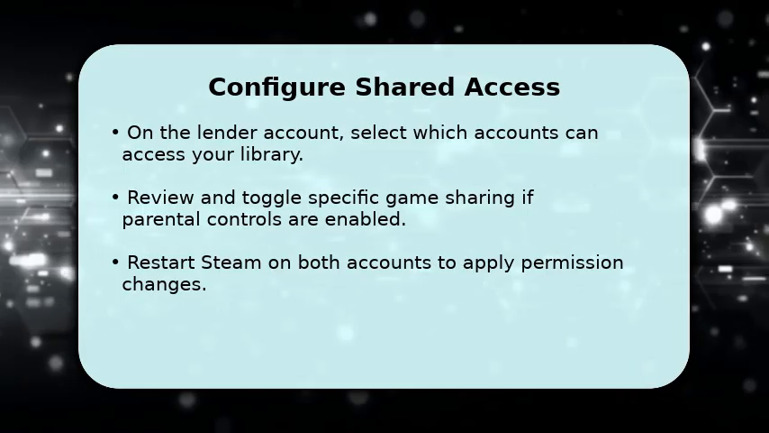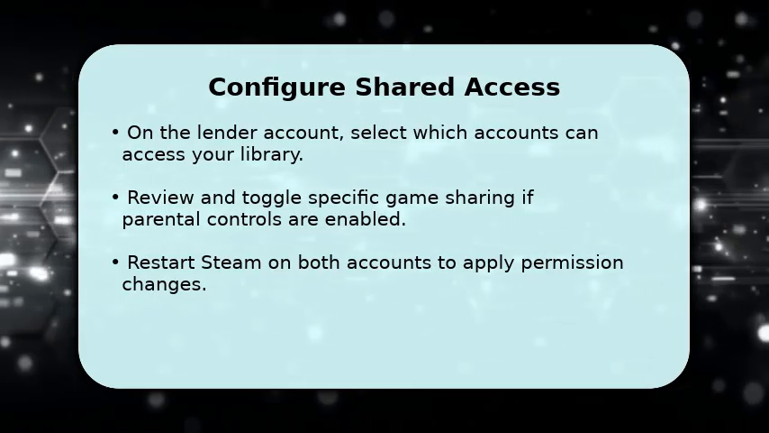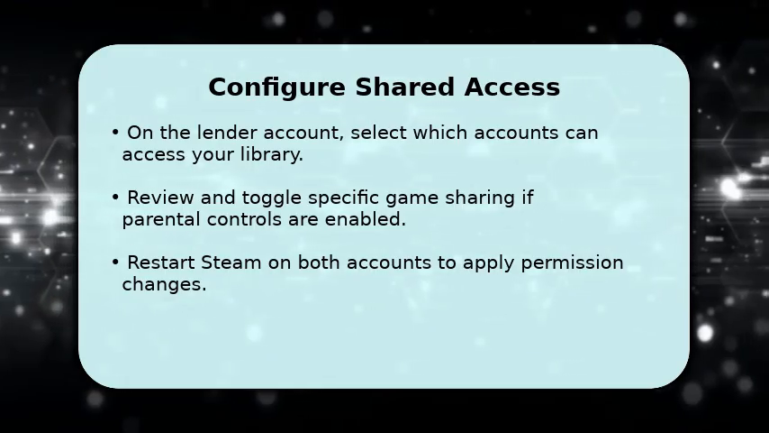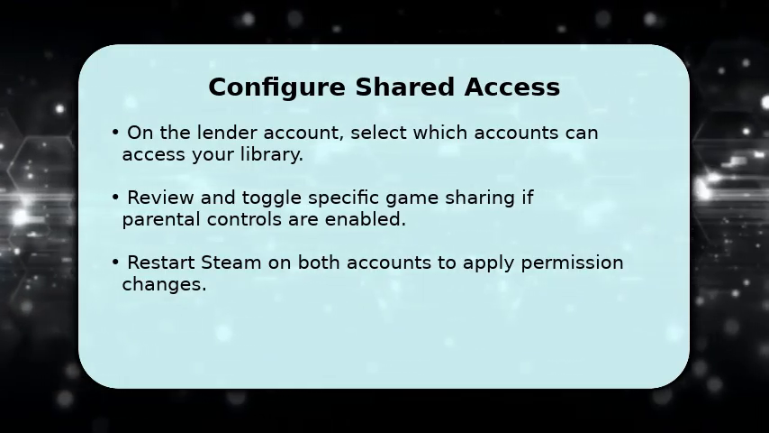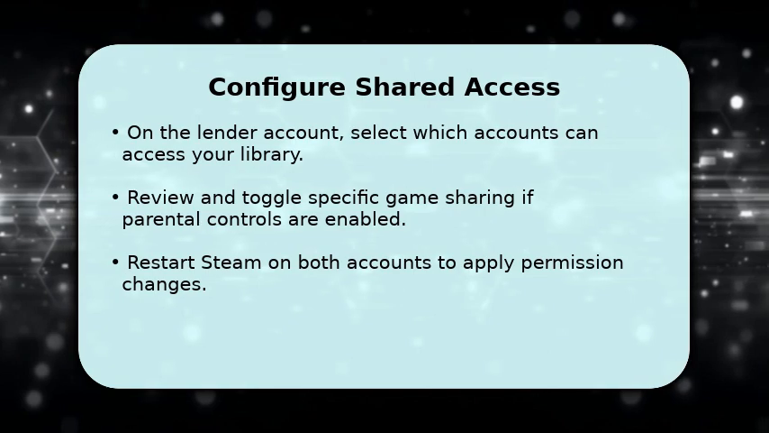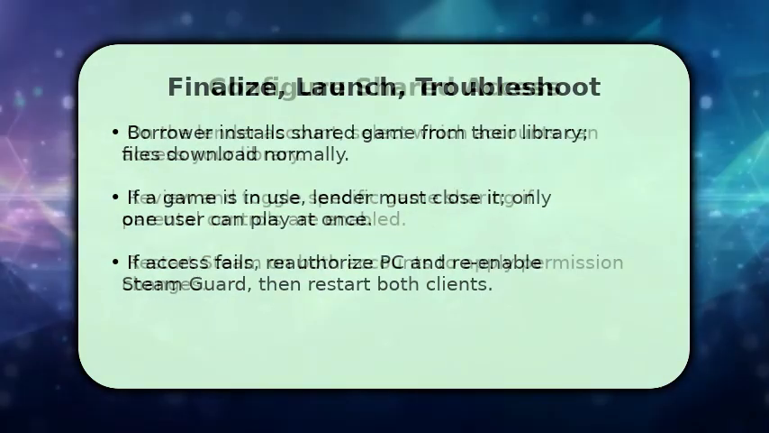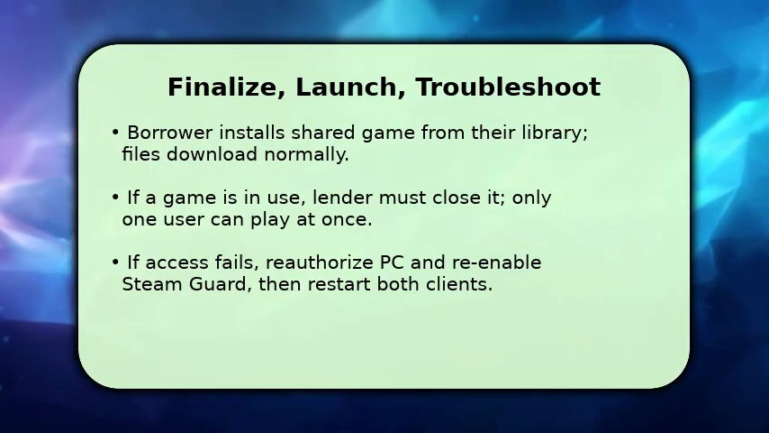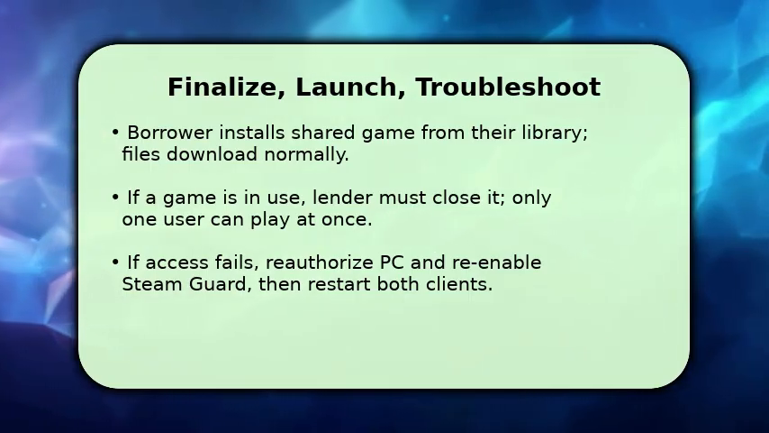After adjusting permissions, close Steam and restart it on both accounts so the client refreshes access tokens. This step ensures games appear in the borrower's library and prevents simultaneous play conflicts by updating sessions. Finish by having the borrower locate the shared game in their library and click Install. Download proceeds like any owned title.